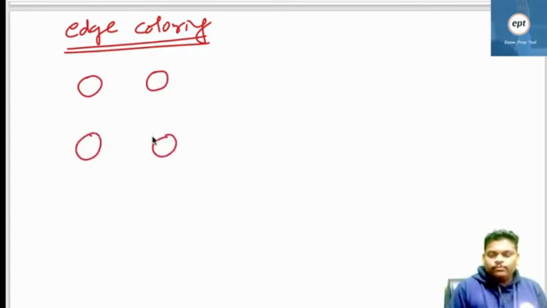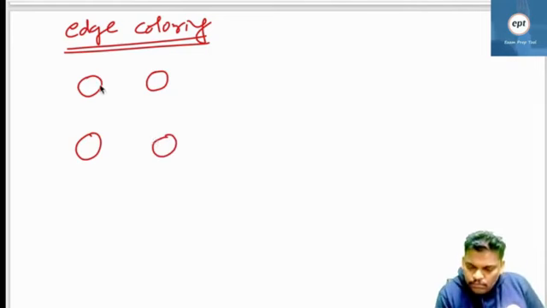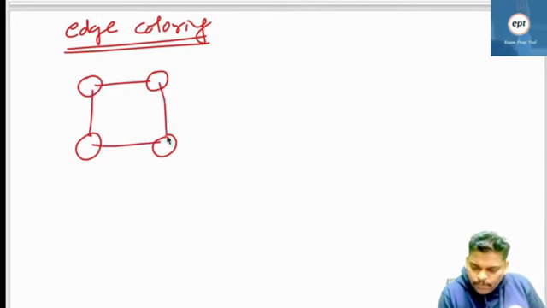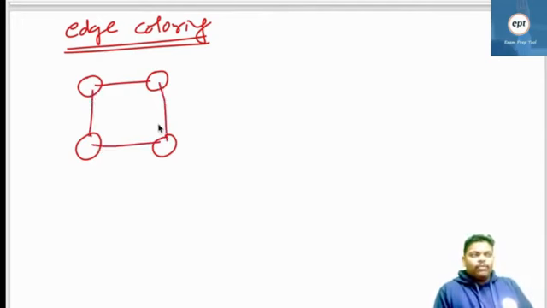Everyone listen. So to this, how many colors are needed? Edge coloring. I am very sure you are okay with vertex coloring, right? Here we are just discussing edge coloring. I didn't explain anything in the class about edge coloring, so let's discuss a little bit about it.